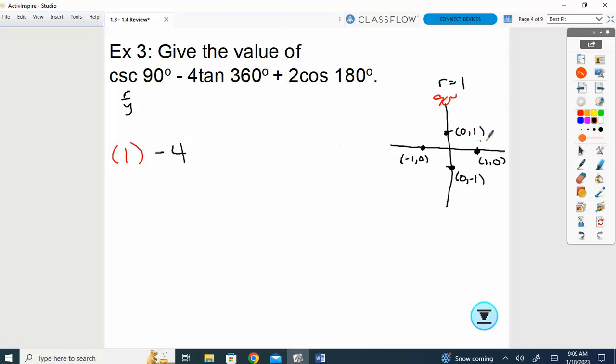Minus 4 times the tangent of 360. What's the definition of tangent? Where is 360 at? So if I look here, this is 0 degrees or 360 degrees. So 0 divided by 1 is 0.